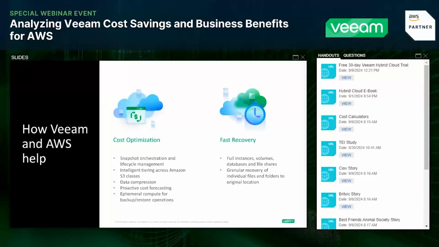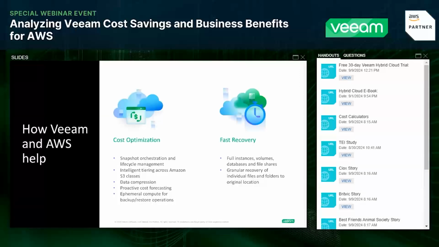So those were some of the benefits the organization saw specifically. However, we also wanted to talk about some of the benefits that Veeam and AWS bring to everybody. And again, we have to talk about cost optimization, so I'll make this brief.